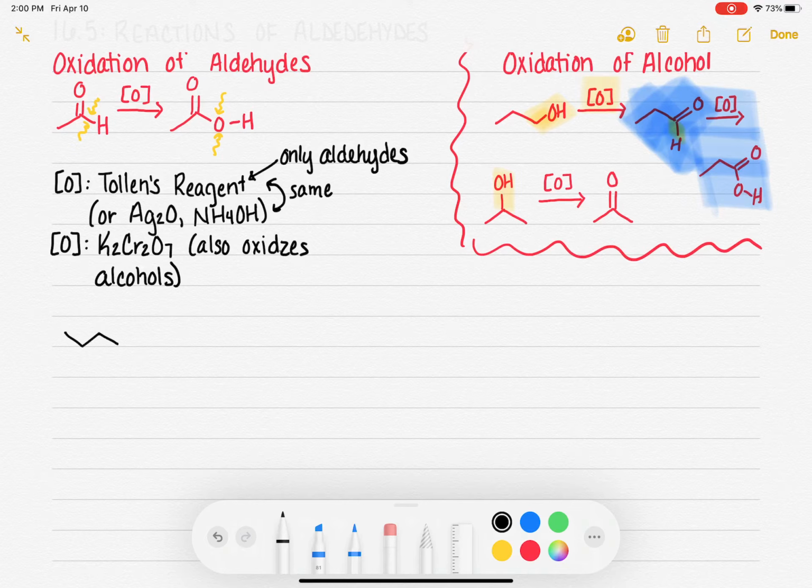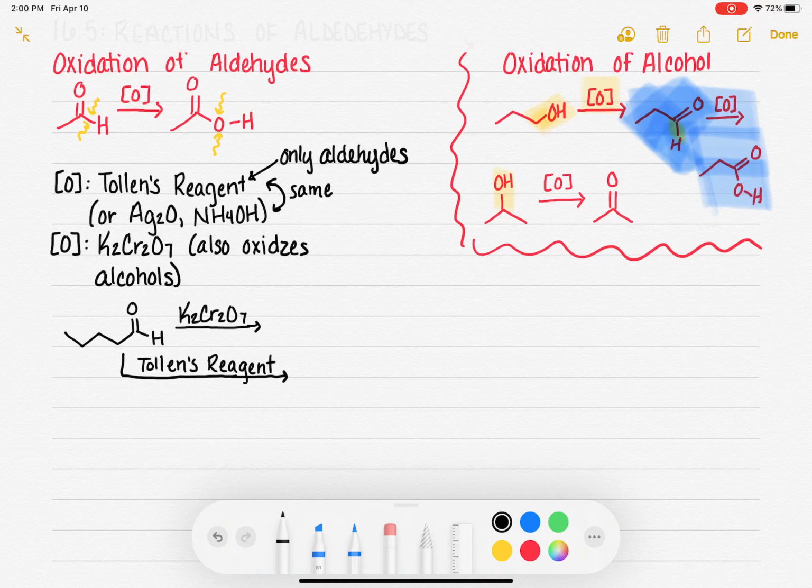Let's draw a couple of examples. We're going to start with just an aldehyde. And let's use K2Cr2O7. But we're also going to do this reaction with Tollens reagent, and we're going to see if there's a difference in the products that we get from these two different reagents.